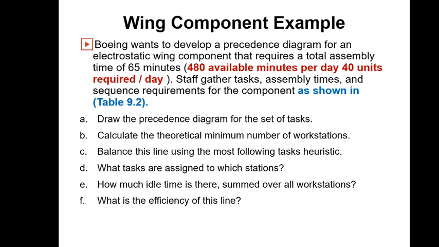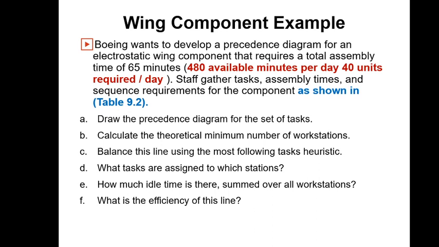Boeing wants to develop a precedence diagram for an electrostatic wing component that requires a total assembly time of 65 minutes. So the total assembly time for our product is 65 minutes. Now we have 480 minutes available for production per day, and the company requires us to produce at least 40 units per day. So we need to produce 40 units daily, and the available time that we have per day is 480 minutes.